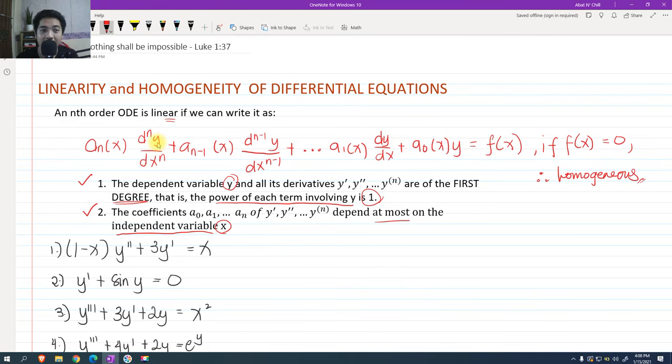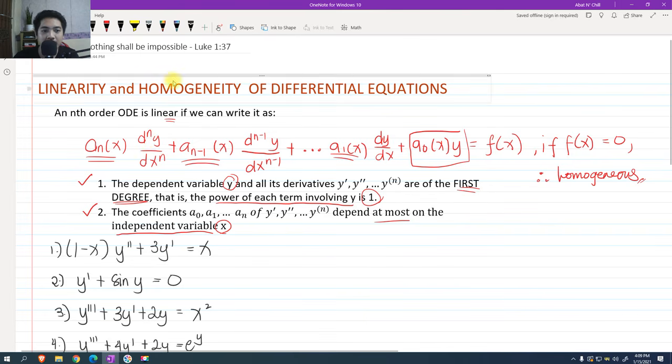But it should not contain the dependent variable y. So this a sub n of x should not contain any y, except for this one, the one that has no derivative. Again, it should not contain y up to the term that has a derivative. As you can see here, it is y, which does not have any derivatives, and this y, again, should be of the first degree.